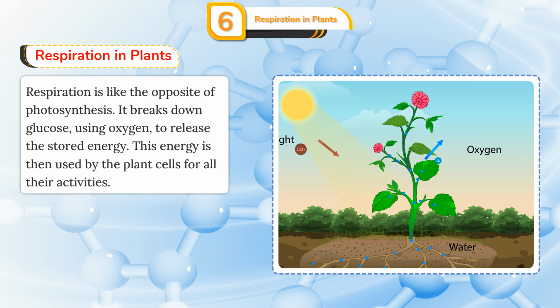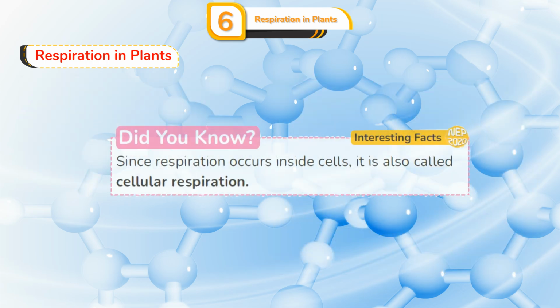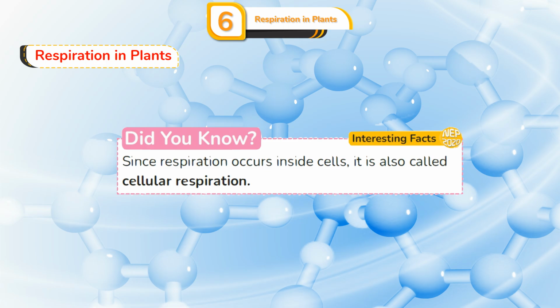Respiration is like the opposite of photosynthesis. It breaks down glucose using oxygen to release the stored energy. This energy is then used by the plant cells for all their activities. Did you know? Since respiration occurs inside cells, it is also called cellular respiration.